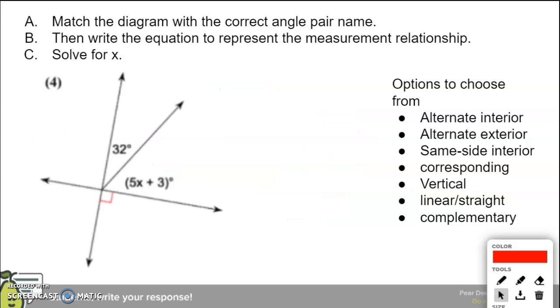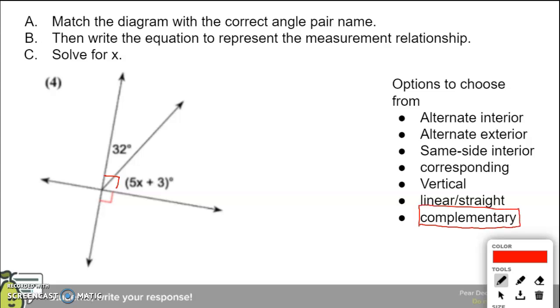Okay, well, what do we know about these two angle pairs? Well, we have 32 degrees here and 5x plus 3. We know that this is a straight angle, so they form 180 degrees, but we already know that this is 90 degrees, so this must also be 90 degrees. So what do we call the angle relationship? They add to 90 degrees, so it's complementary.